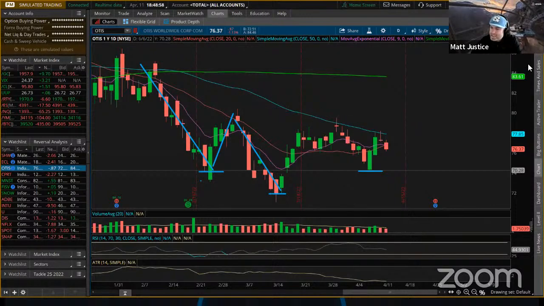I like that head and shoulders formation. Has it confirmed? Still working through the analysis. Still working through that analysis on Otis.